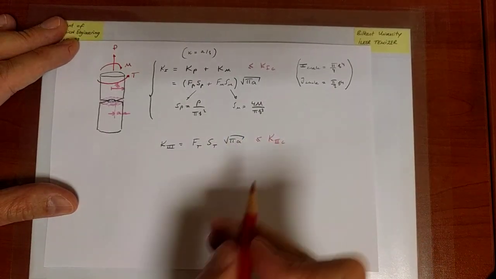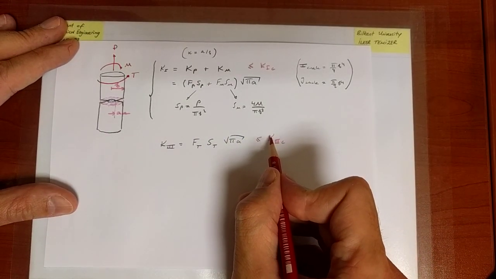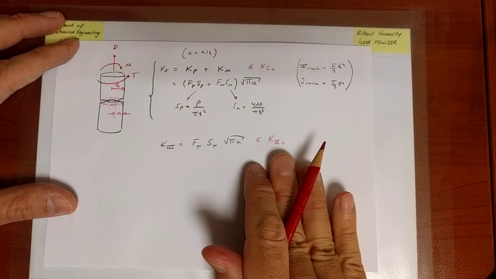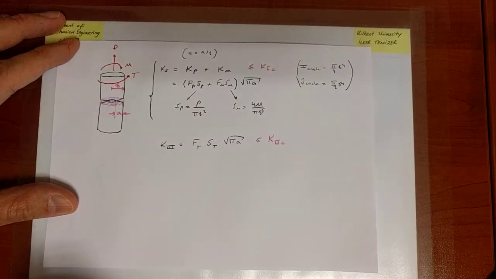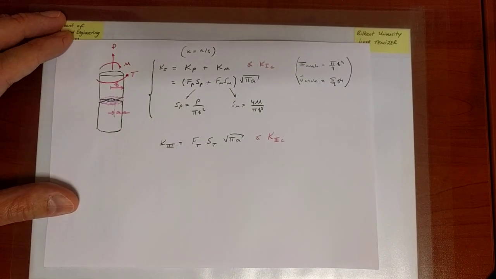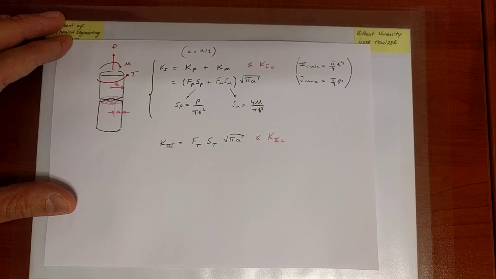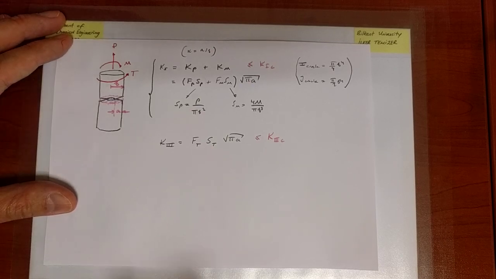So K3C, the critical stress intensity factor for mode 3. The expression, notice, remains the same. The parameter K3C is not the same as K1C. That's what we have to keep in mind. In different modes, materials fail in different fashions. Okay, so now the question is, what is the value of the gross stress?